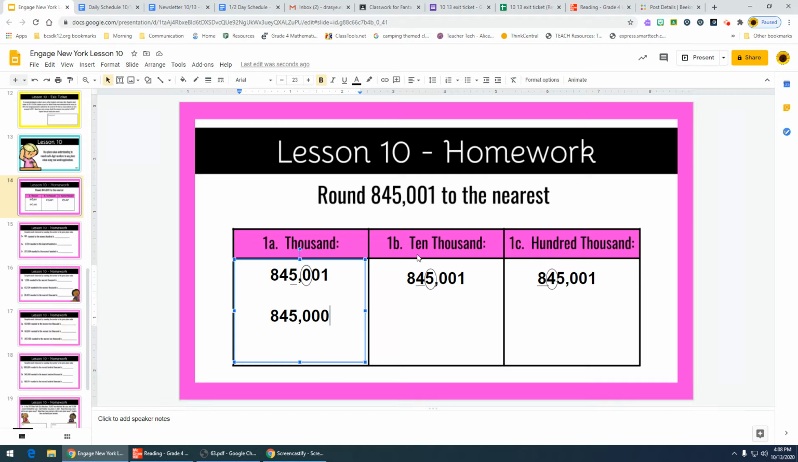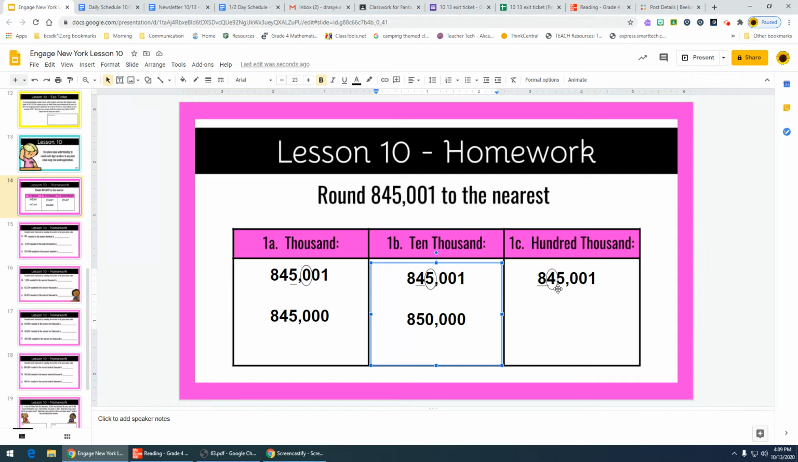It's asking us to round to the nearest 10,000. I underlined the 4. I circled the bossy neighbor, the 5. And the 5 told the 4 to add one more. So our 8 doesn't change. Our 4 turns to a 5. And we finish off with zeros. We get 850,000.